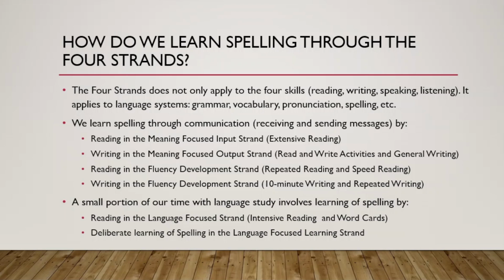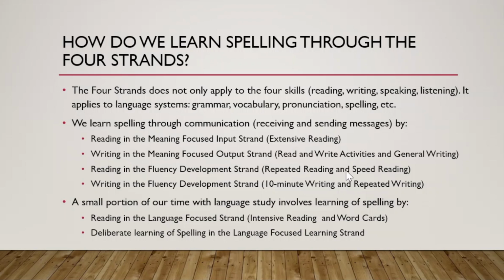But in the other three strands, we're focused with message-focused learning. So the brain is somehow mapping meaning without us even knowing it. So in the meaning-focused input strand, we are learning spelling through reading. In the meaning-focused output strand, we are learning spelling through writing implicitly. And through fluency development, we are learning spelling through reading. And in the fluency development strand, we are also implicitly learning spelling through writing.